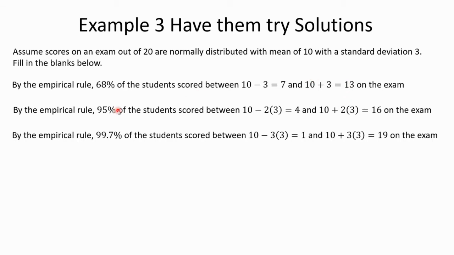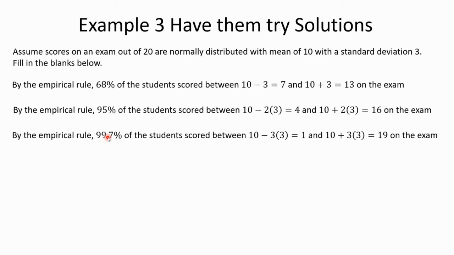Okay? For 95%, we subtract 2 times the standard deviation. So we have 10 minus 2 times 3 and 10 plus 2 times 3. So we have 4 and 16.